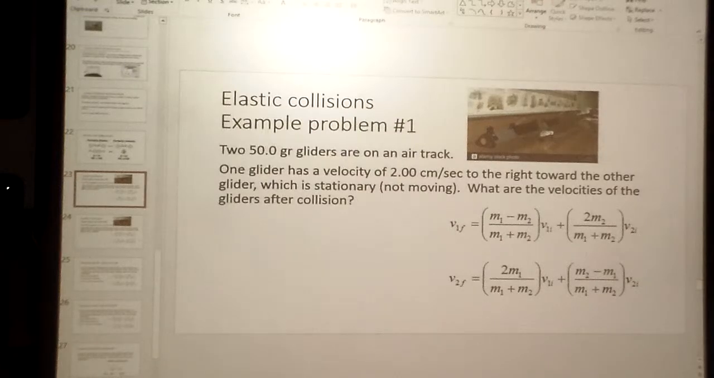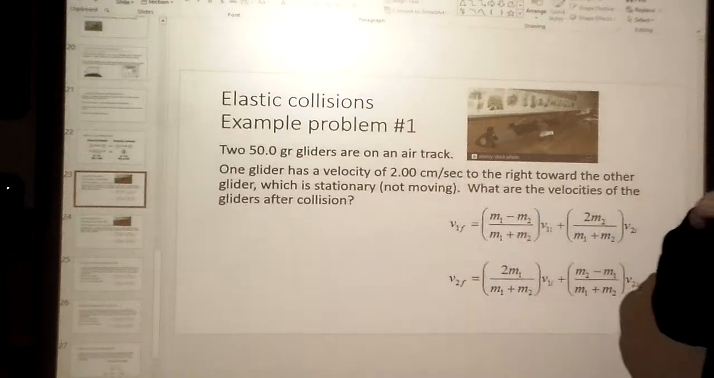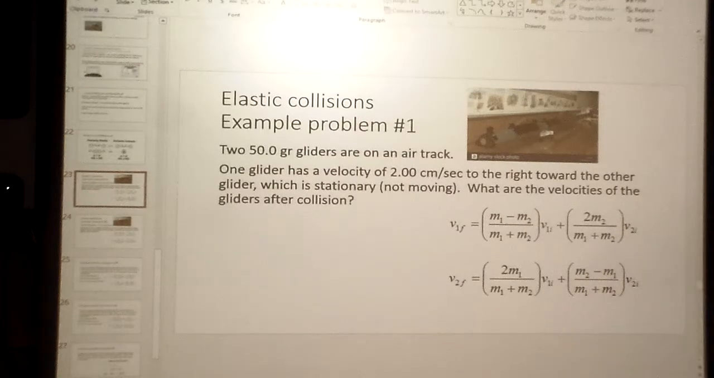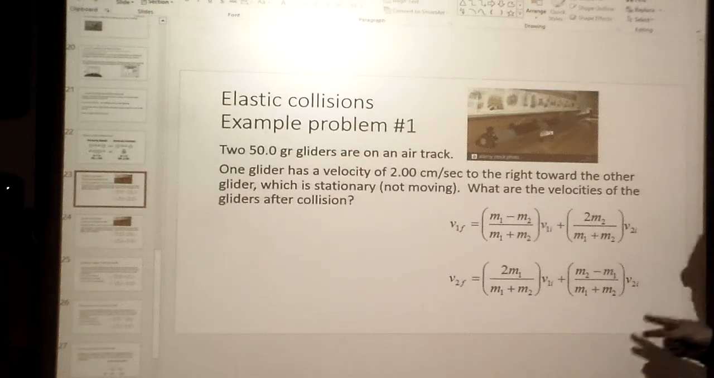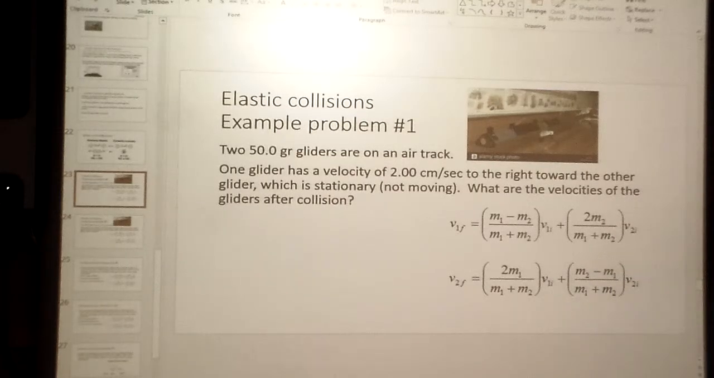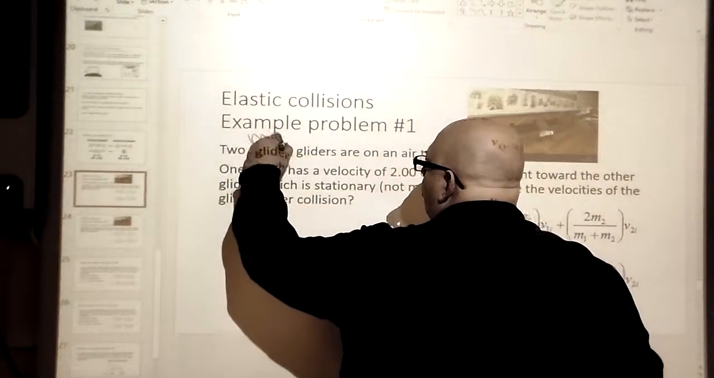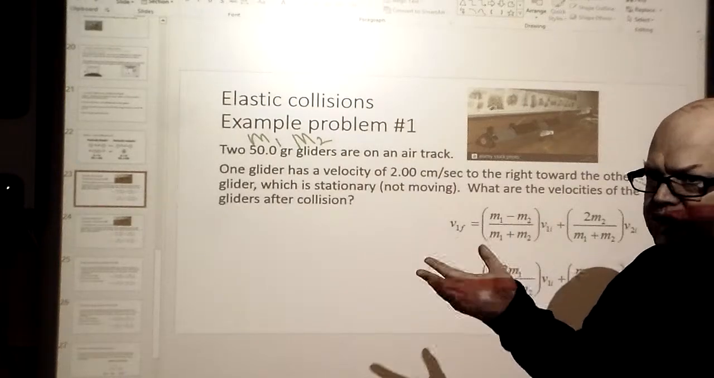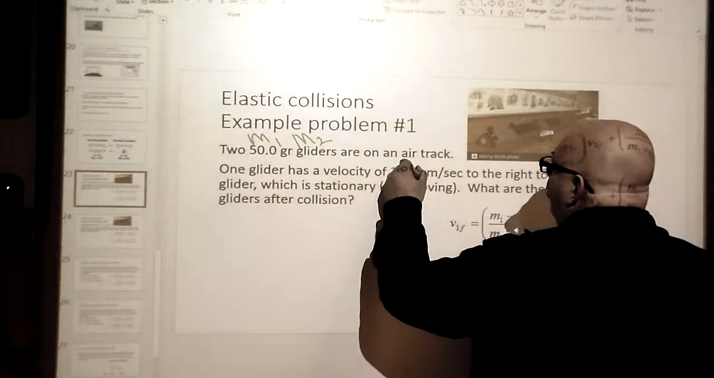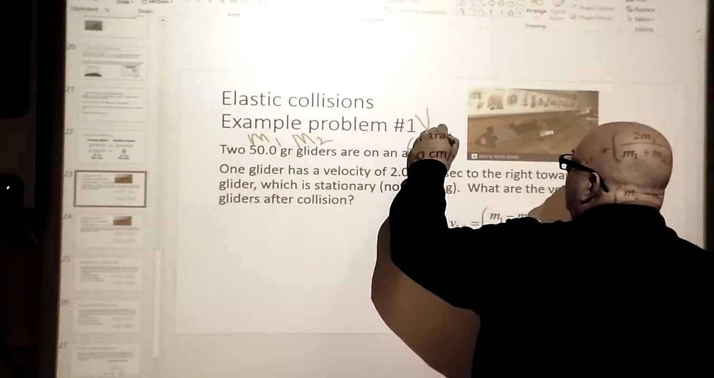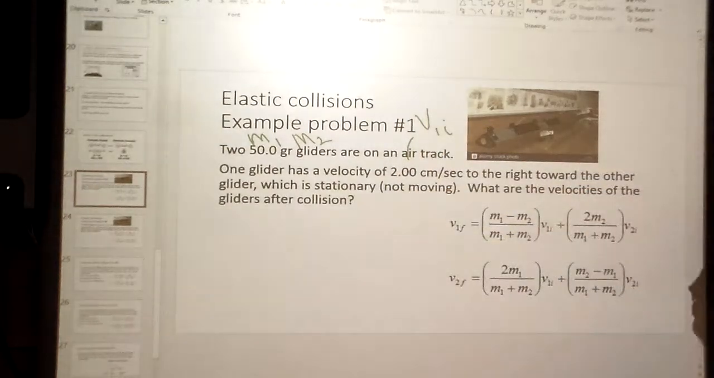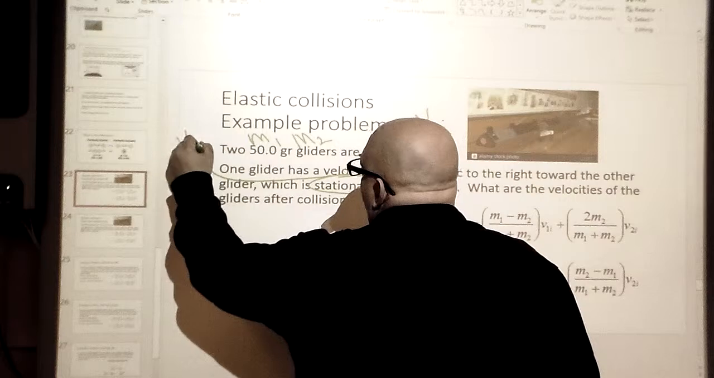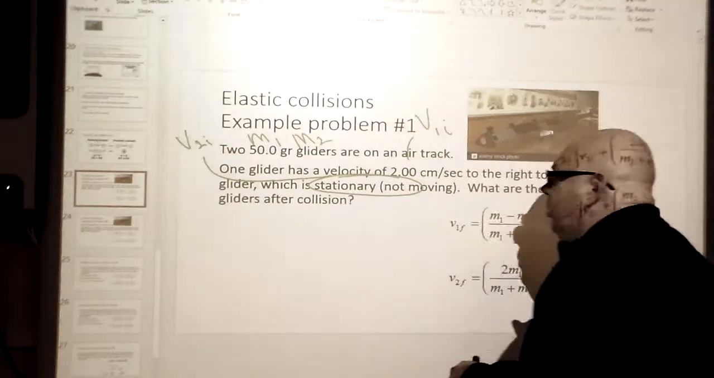So two 50-gram gliders are on an air track. One glider has a velocity of 2 centimeters per second to the right toward the other glider, which is stationary, not moving. What are the velocities of the gliders after collision? So there are some things that we need to look at. We have a mass 1 and a mass 2, because we have two gliders, and they both weigh the same. Glider 1 has an initial velocity of 2 centimeters per second. Glider 2, its initial velocity is 0.